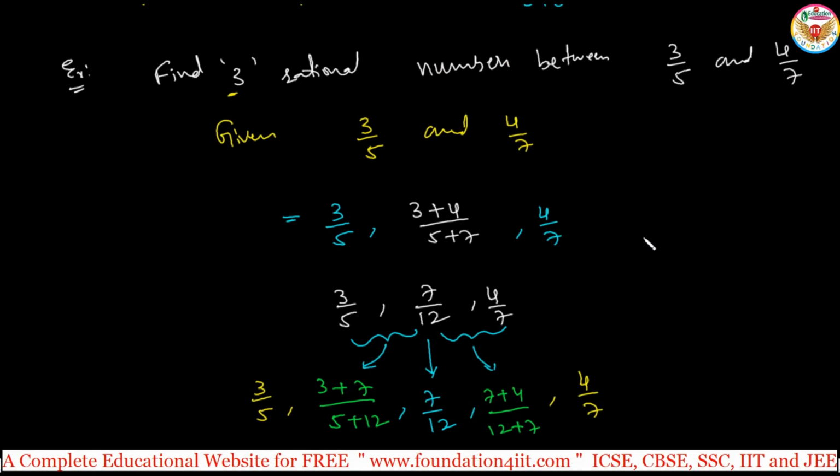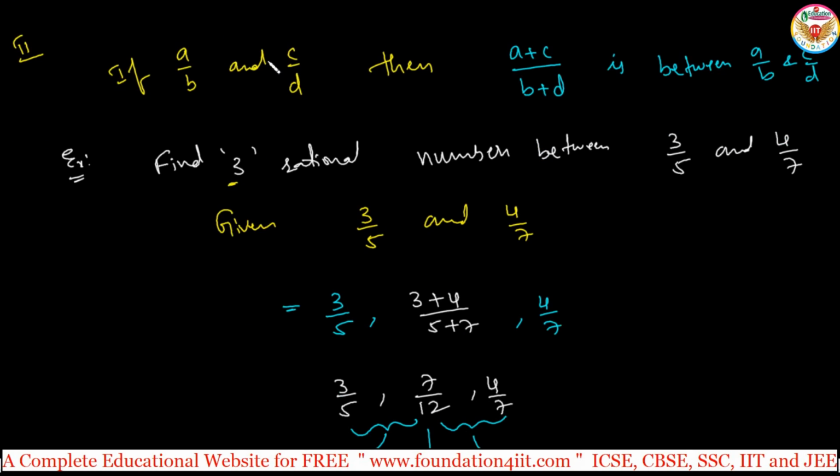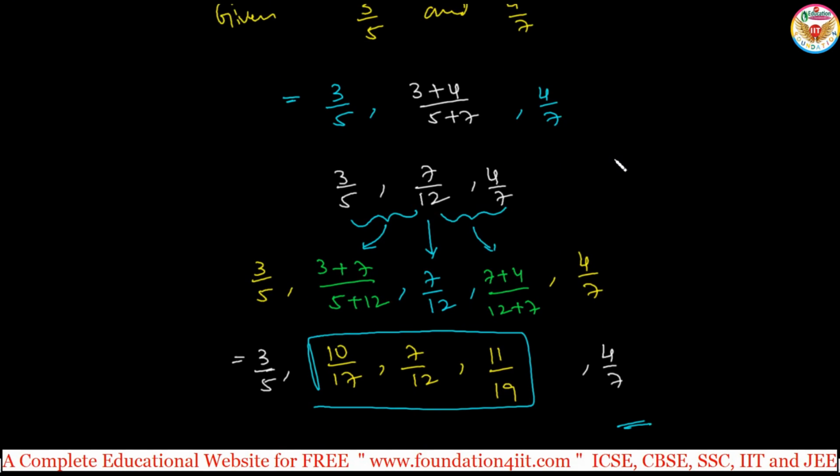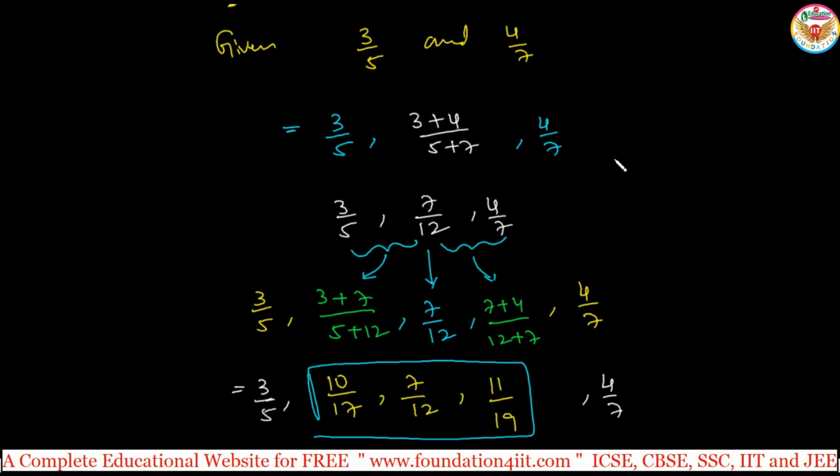If it is rational numbers, we'll apply the formula. If a by b and c by d are two rational numbers, a plus c by b plus d is one in the middle between them. And for only a, b, the middle means a plus b by 2. Okay, this is the way we can insert rational numbers between any two given rational numbers simply.